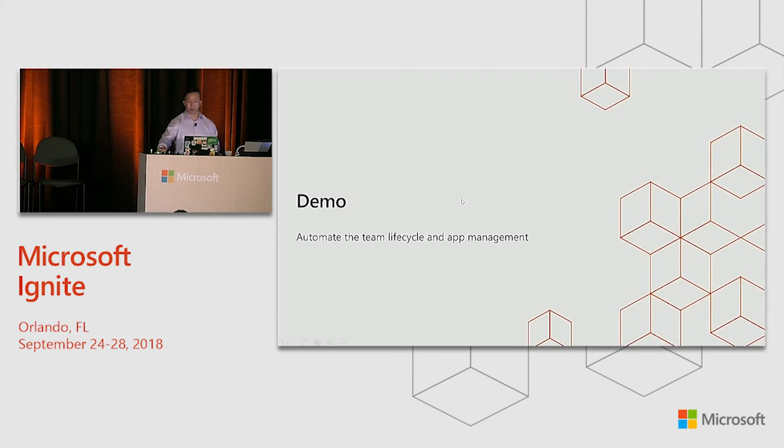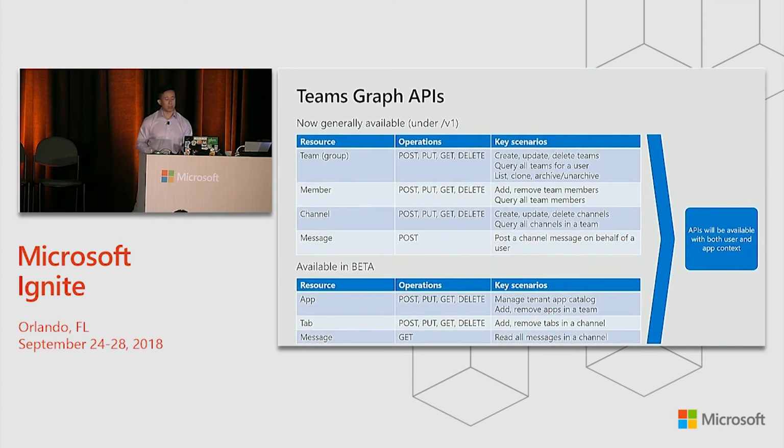So there's a lot that we've done with the Graph APIs. This is just a summary of what's available. One thing I will call out is that very shortly, we're going to be taking everything that's been baking in the beta endpoint, and we're going to be bringing that to production under v1.0. Yeah. No, it's good, right?